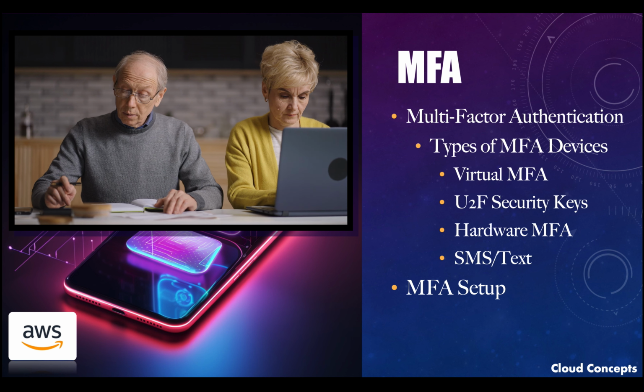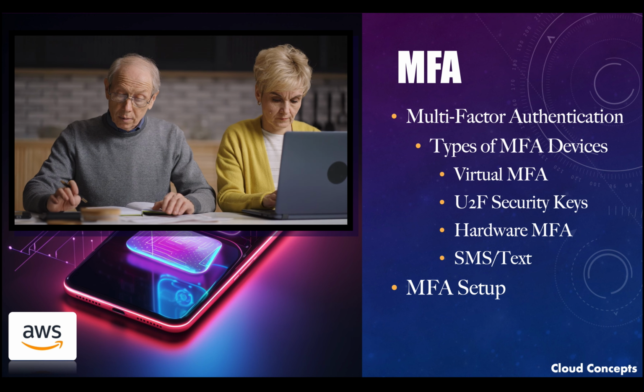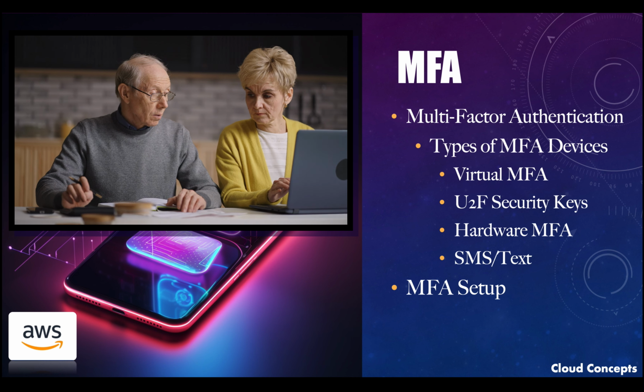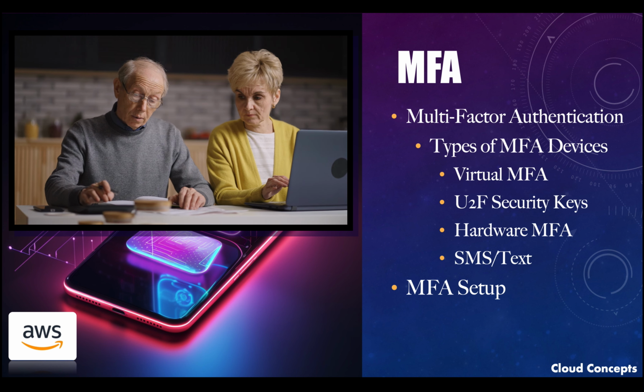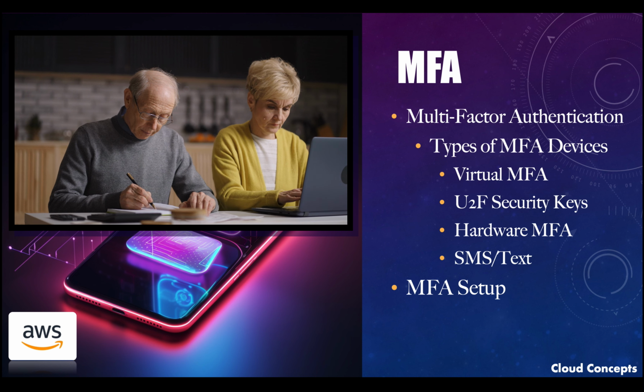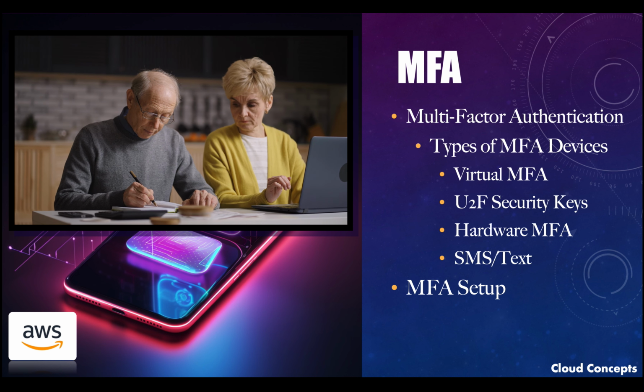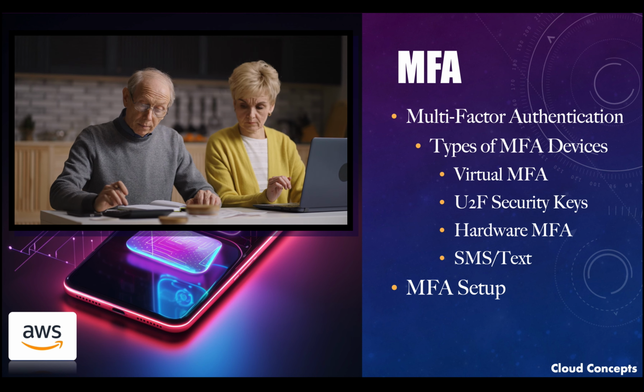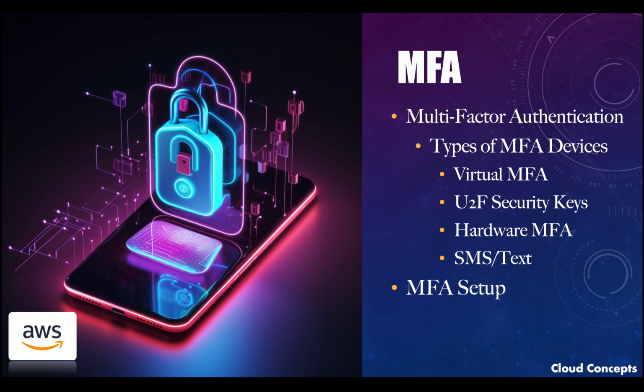Let's break it down. Virtual MFA devices. It's like an app on your phone that spits out random codes. Ever use Google Authenticator or Authy? Those are virtual MFA devices. To set it up, you go into the AWS Management Console, find the IAM section, and hit Manage MFA. You'll scan a QR code with your app, enter a couple of codes, and you're good to go.